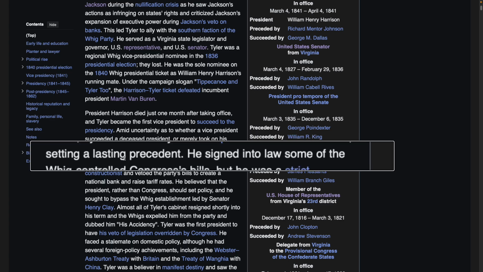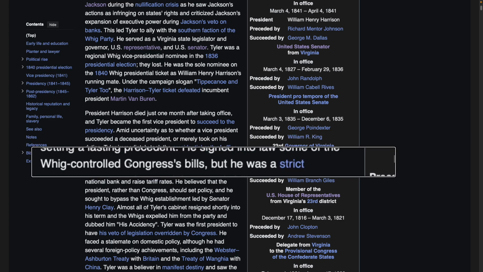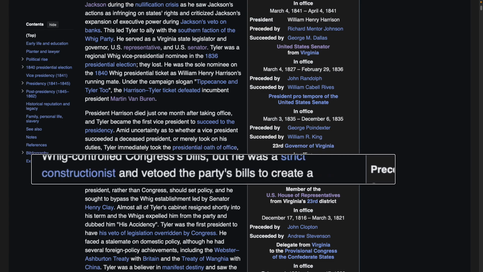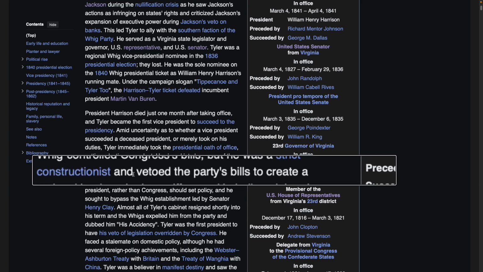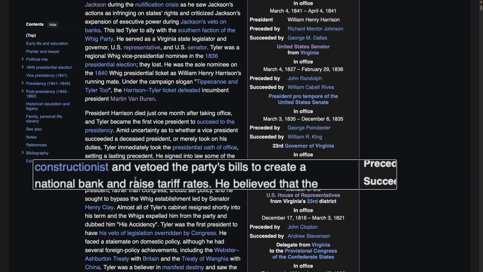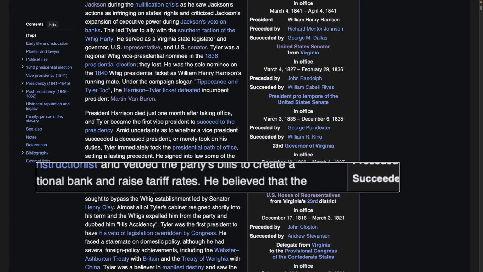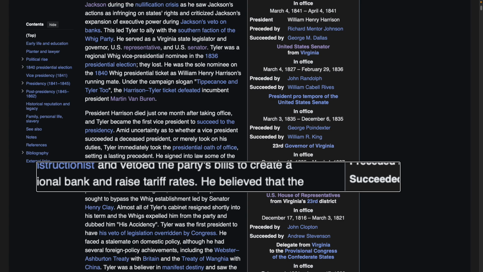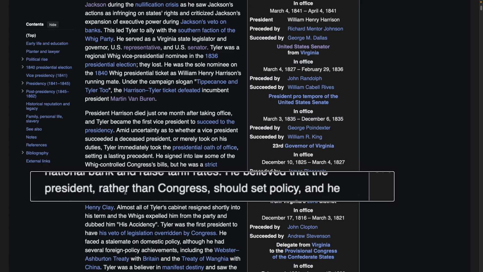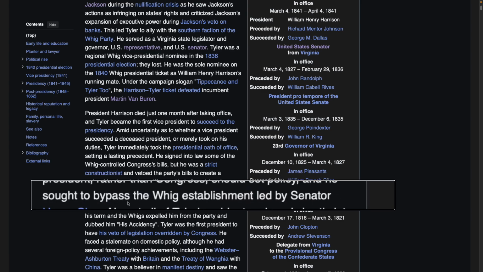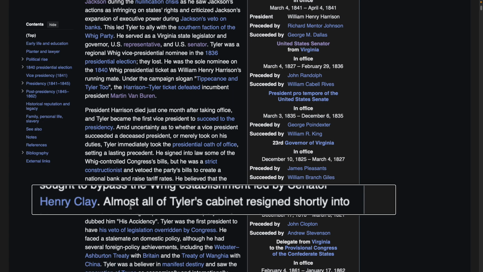He signed into law some of the Whig-controlled Congress's bills, but he was a strict constitutionist, whatever that means, and vetoed the party's bills to create a national bank and raise tariff rates. That's something that's actually talked about right now on the news. The incumbent president of the United States is raising tariffs, something that's happening in the 1840s. So he believed that the president, rather than the Congress, should set policy. And he sought to bypass the Whig establishment led by Senator Henry Clay.